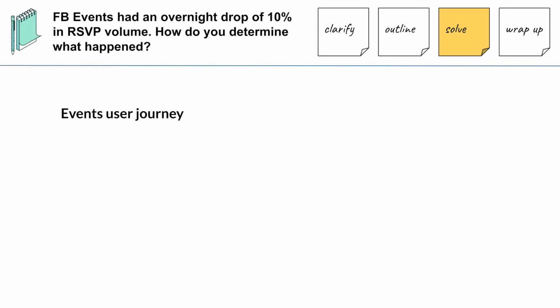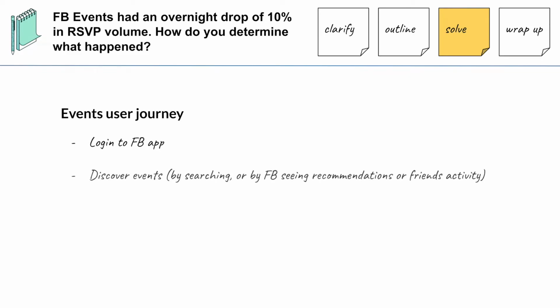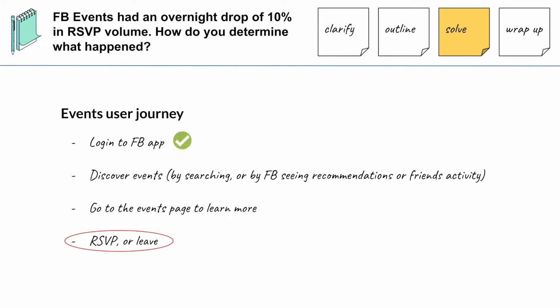So for the events goer side user journey, I would list the following key actions. Log into Facebook app, find events by searching or seeing Facebook recommendations or by looking at friends activity, navigate to the events detail page, and finally RSVP or just leave without taking any action. So we know the problem manifests at this last step because we are getting fewer responses, but we don't know if this is where the root cause is. We also know that the number of active users is not affected, so the initial step of logging into Facebook app is okay. We just need to check the discovery step and the events detail page experience.